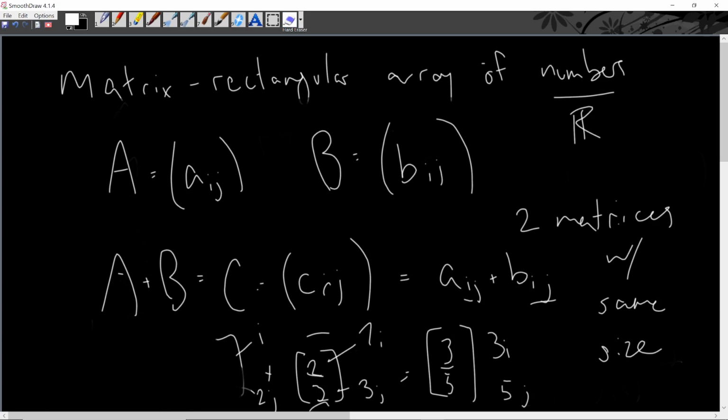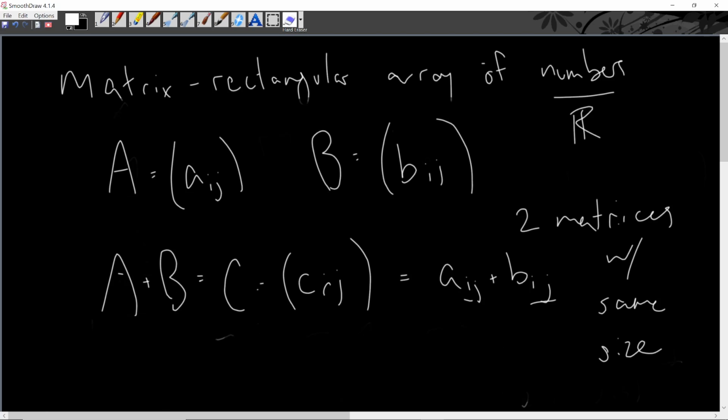We saw how that works with vectors. So if vectors are just representations of certain types of matrices, then it just makes sense to have this definition extend to matrices as well. And then let's talk about some other things.